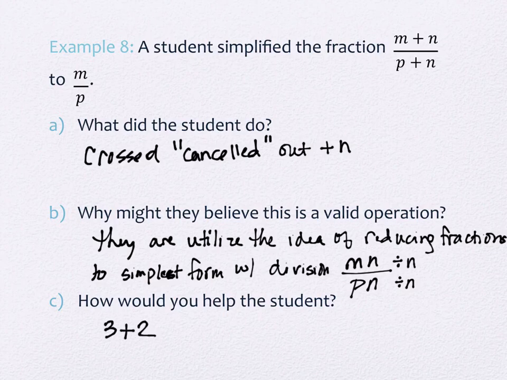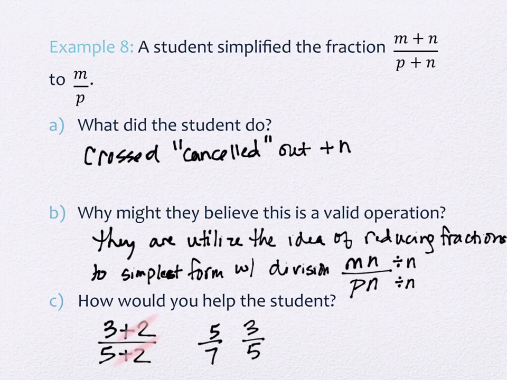So we'll do 3 plus 2 and 5 plus 2. If we could do what the student wanted to do, we would cancel out the plus 2s and we would get 3/5. Agreed? That's what the student says. If we don't do the cancellation, and we actually just do the addition from the top and do the addition from the bottom, what do we get?